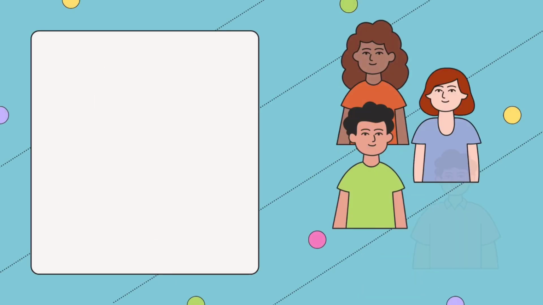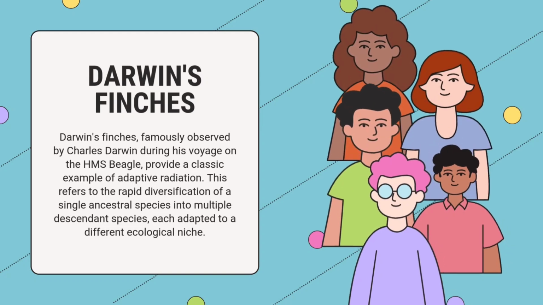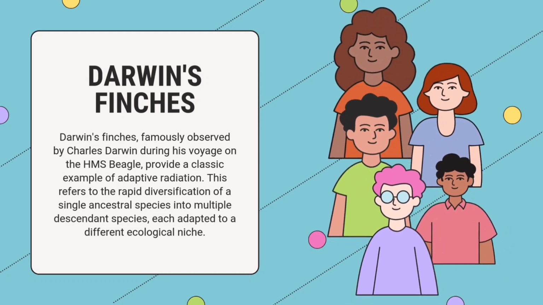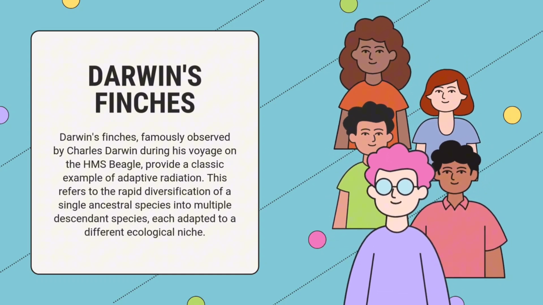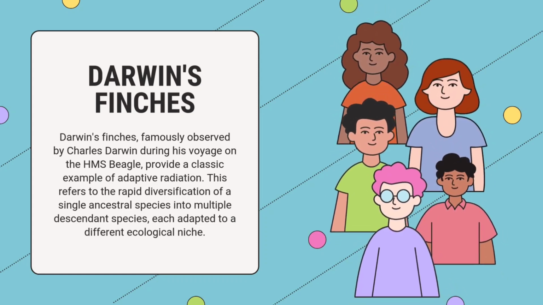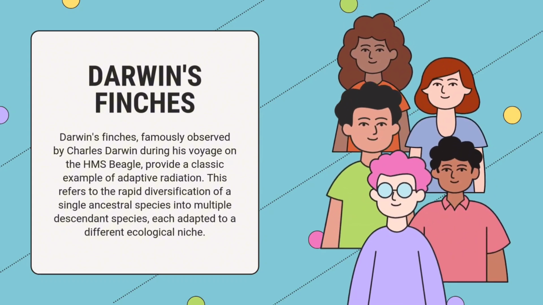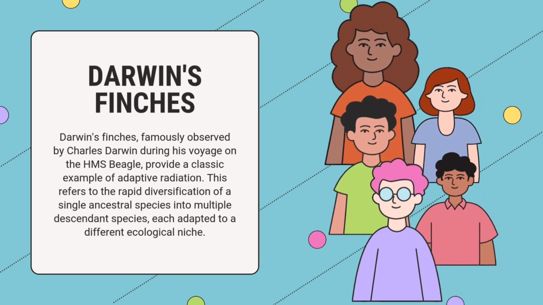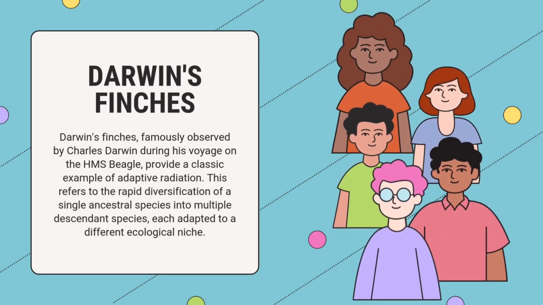We have Darwin's finches. Darwin's finches were famously observed by Charles Darwin during his voyage on the HMS Beagle. This provides a classic example of adaptive radiation. This refers to the rapid diversification of a single ancestral species into multiple descendant species, each adapted to a different ecological niche. On the Galapagos Islands, Darwin observed 14 distinct species of finches, all descended from a common ancestor.